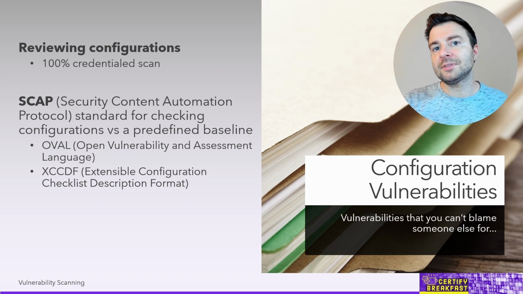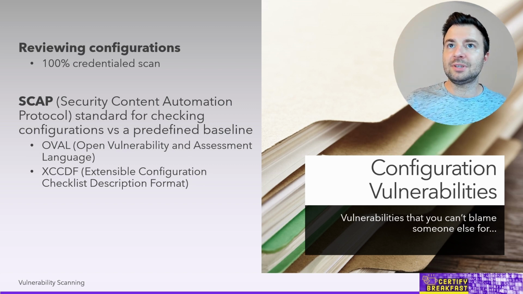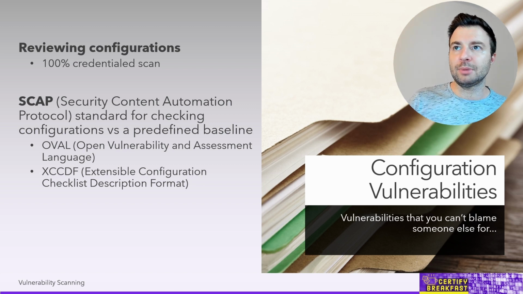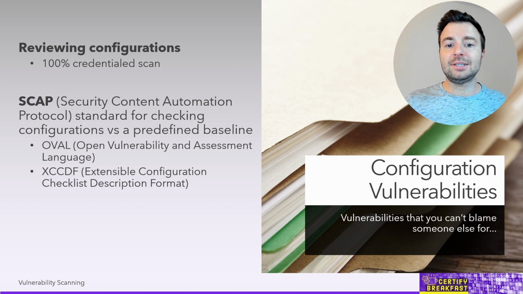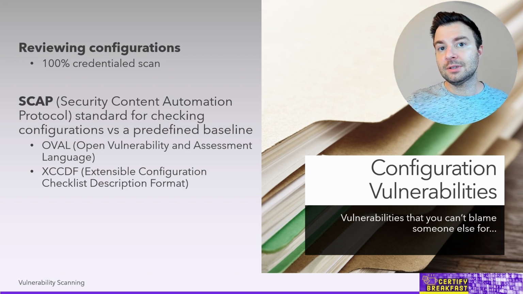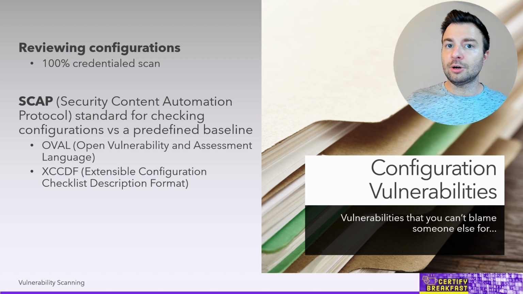And one of the methods for describing that baseline is by using the language called OVAL, Open Vulnerability and Assessment Language, which is just an XML type of file that describes your ideal baseline. It describes your system security policies, describes how your configuration should look like, and what are the elements that a vulnerability scanner should be on the lookout for.